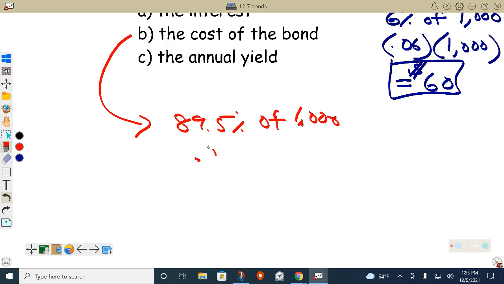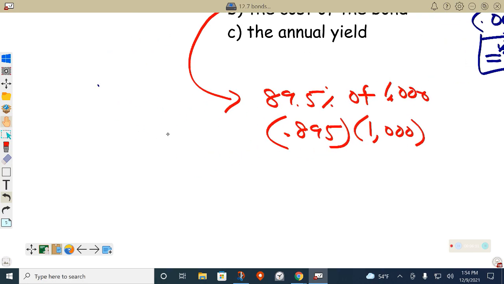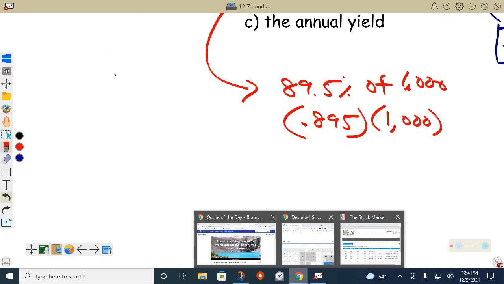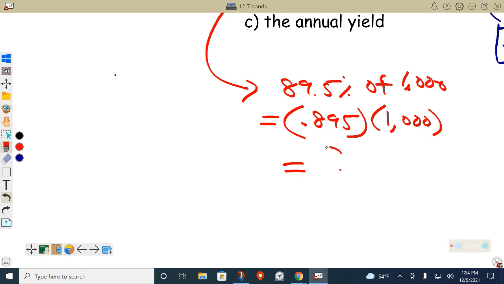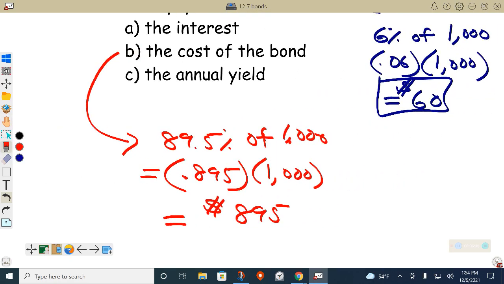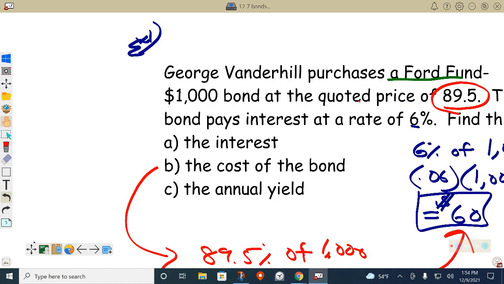Well, let's make this a pure decimal. 0.895 times $1,000. Rocking and rolling. $895. So to purchase the bond from Ford Company, this is how much I invested. That's the money I put down to invest, $895 in a $1,000 bond. So every year they're gonna pay me 60 bucks for having the bond, it's my interest. And when the bond term ends, they're gonna give me $1,000. They're gonna give me this at the end. So you can make some serious cash doing bonds.